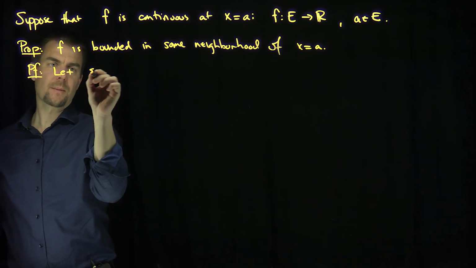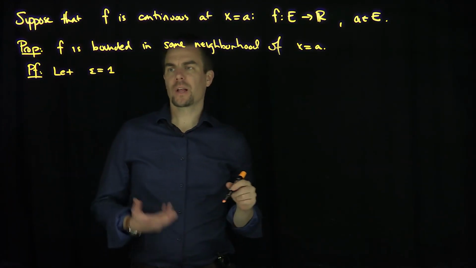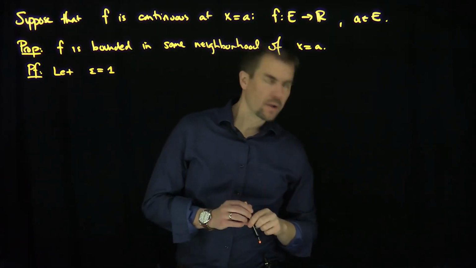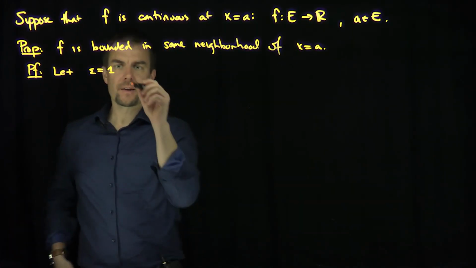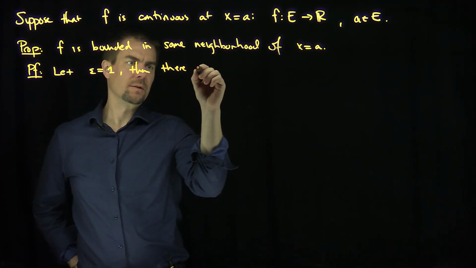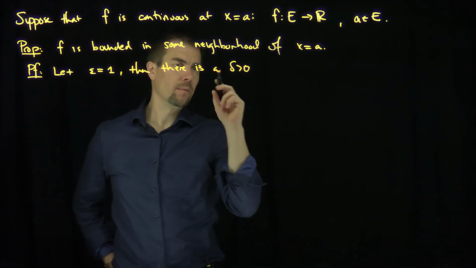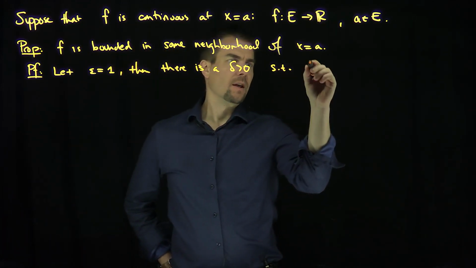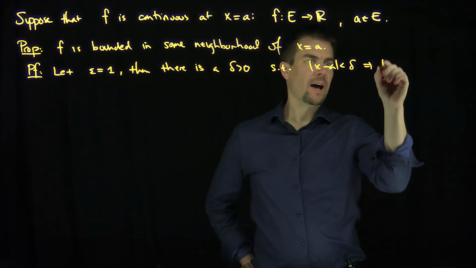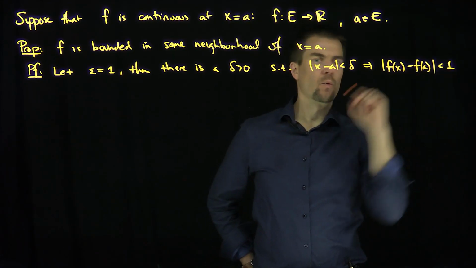Let's let epsilon equal 1, right? And let's make sure that epsilon is 1, but it's sufficiently small so that we have a neighborhood. Then there is a delta greater than 0, such that if |x minus a| is less than delta, this implies that |f(x) minus f(a)| is less than 1.